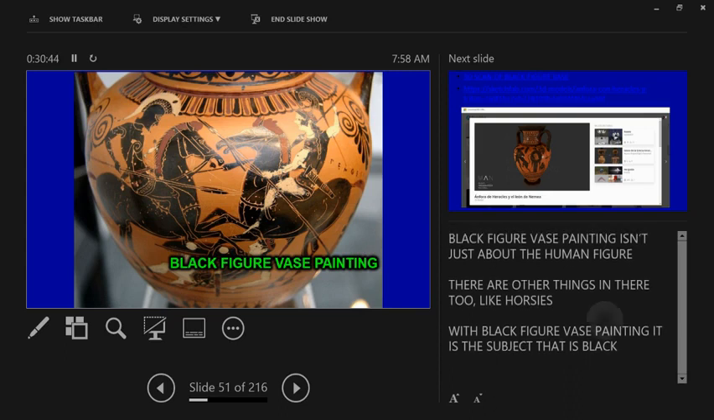Black figure vase painting isn't just about the human figure, though. There are other things in there too, like the horsies. With black figure vase painting, it is the subject that is black. So the subject in this one is people on horsies fighting each other.